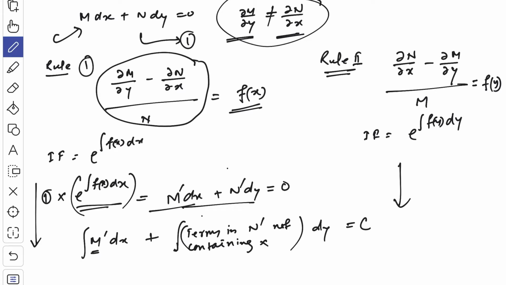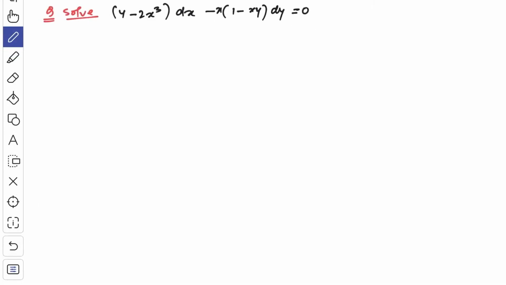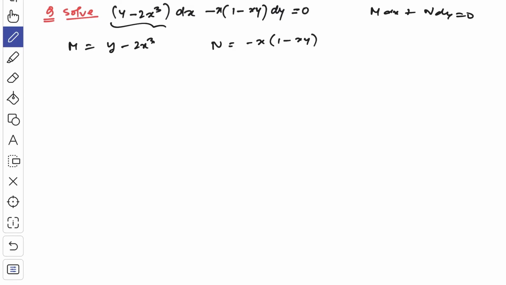So I hope you have understood this. Now let me give you 2 examples for these 2 rules. Suppose we need to solve this equation. If you compare with the form M dx plus N dy equal to 0, then M will be y minus 2x cubed, and N is minus x into 1 minus xy, which on multiplying gives minus x plus x squared y.